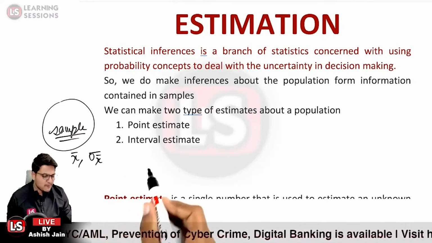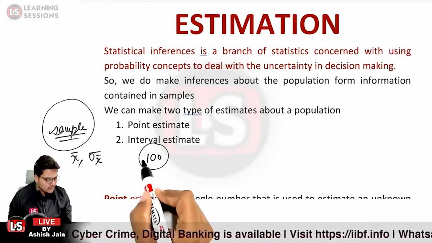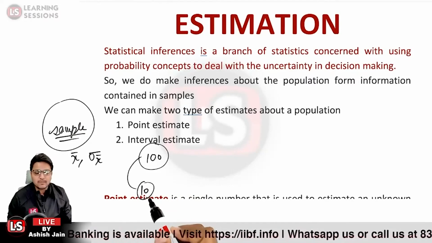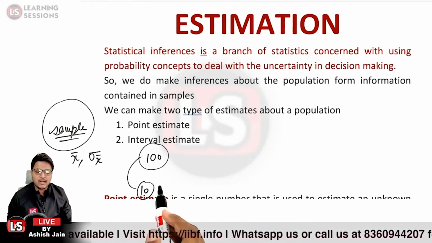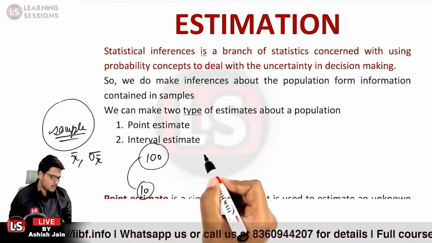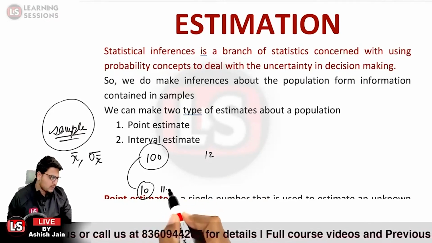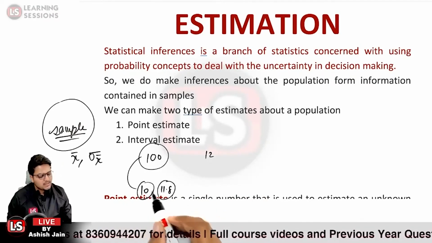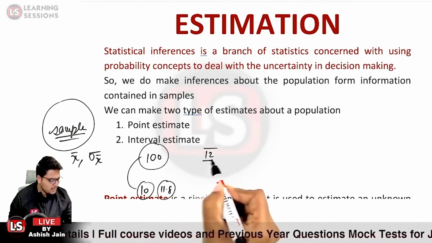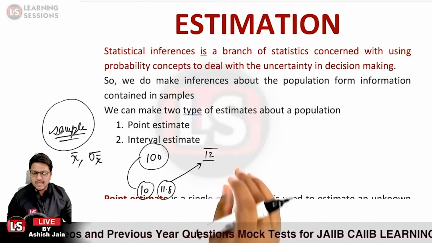So let us take the case that if I'm having a population of 100, and further out of these 100 of the population, I selected a sample of 10 persons over here, and further I want to make an estimate that the mean of the population would be equal to 12, whereas the mean of the sample is equal to 11.8. I'm estimating from the sample statistics over here that the population parameter would be equal to what? So that is basically the estimation itself.